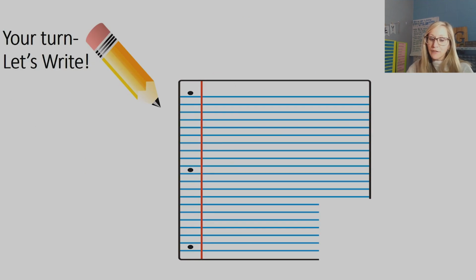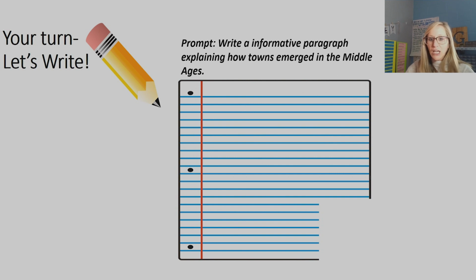So I want you to use the chart from the previous slide. And today, on your own, independently, you are going to write an informative paragraph explaining how towns emerged in the Middle Ages. Again, be thinking about all the details and all the components of a town. How did they emerge? What did it start with? What levels were there? Who was created next in this step? So consider that visual. That's really going to help you to develop your writing today.